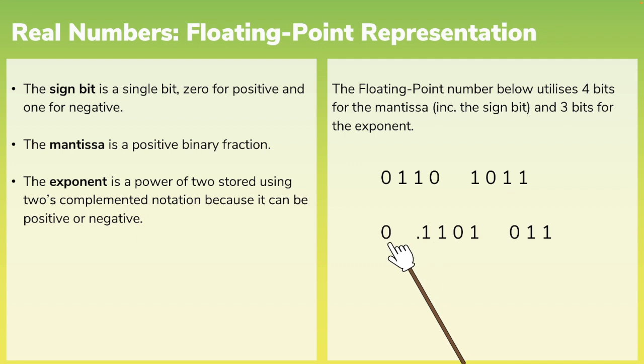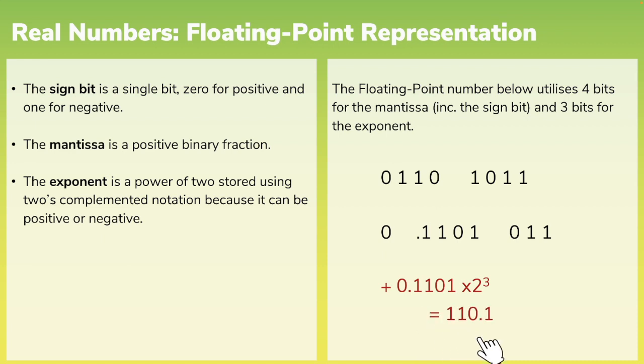Our sign bit here is 0, so our number is positive. Our mantissa is 0.1101. Our exponent, we need to work out the decimal equivalent. So 1 and 2 is 3. And because we're timesing 2 to the positive of 3, we move the numbers up 3 places and we get 110.1.